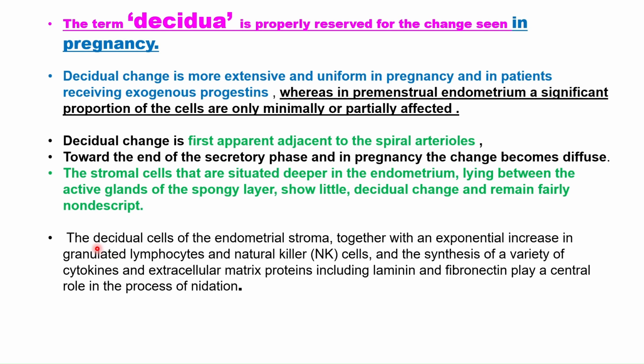Now, what is the role of this decidualization? The decidual cells of the endometrial stroma, together with an exponential increase in the granulated lymphocytes and natural killer cells, and the synthesis of a variety of cytokines and extracellular matrix proteins, including laminin and fibronectin, play a central role in the process of nidation. So it means they prepare the endometrium for implantation.